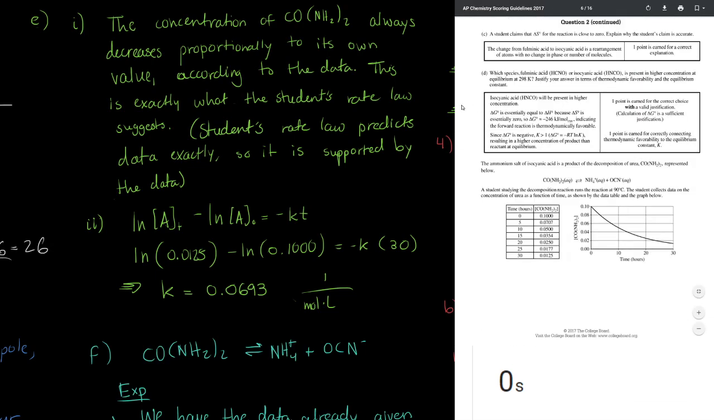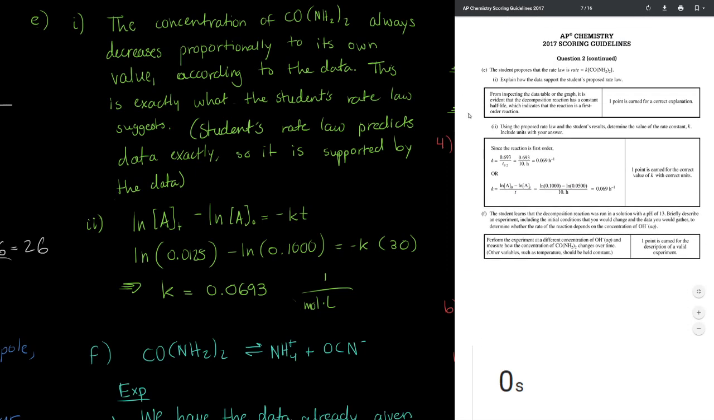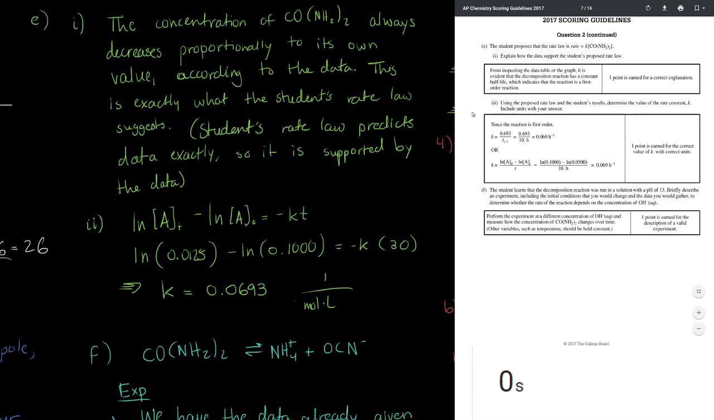Oops. I don't know what's going on with the scrolling here. So, from inspecting the data table or the graph, it is evident that a decomposition reaction has a constant half-life, which indicates the reaction is a first-order reaction. The concentration always decreases proportionally to its own value, according to the data. I should have said first-order reaction. So, okay, I definitely earned this point, but for the future, a faster way for myself to do this is to say something along the lines of what they're saying.